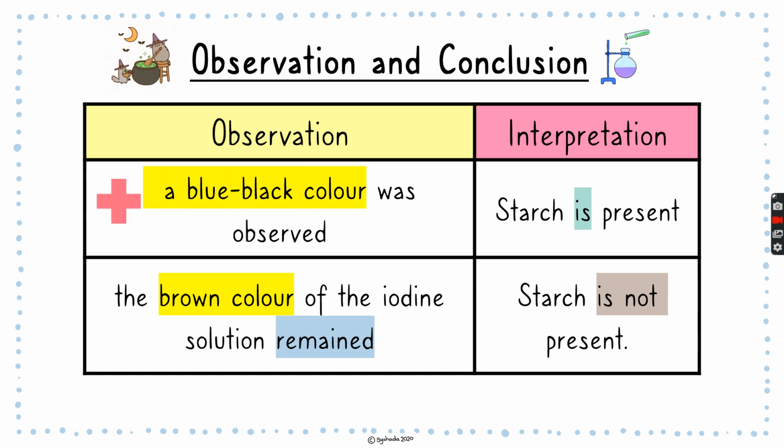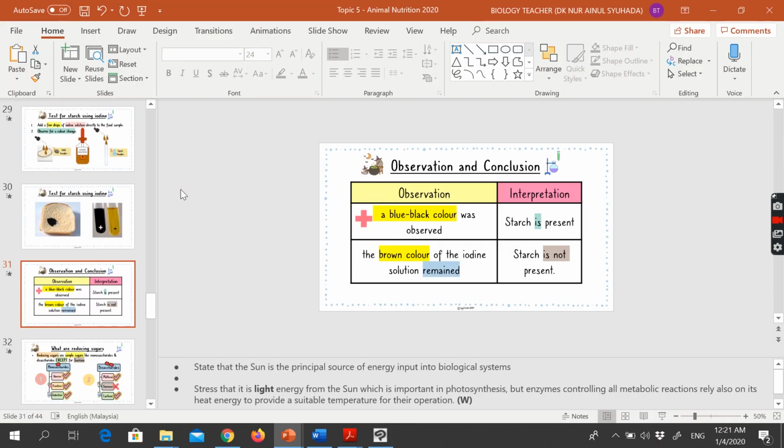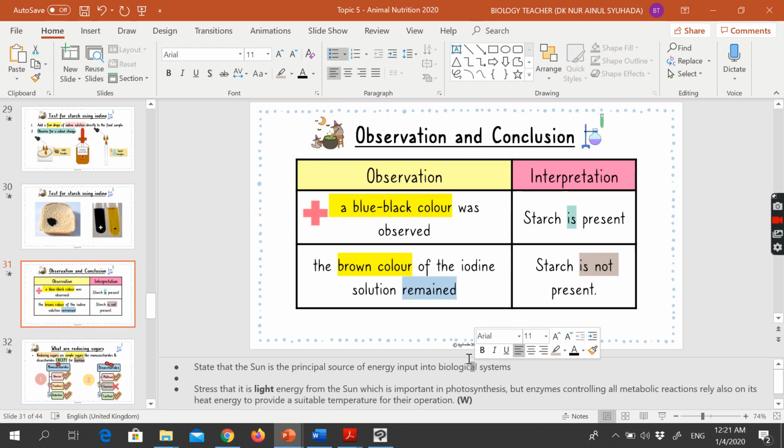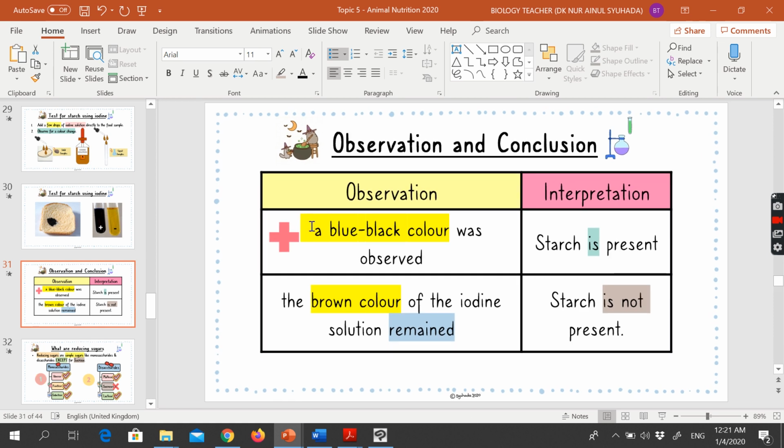So observation for a positive test, you should see a blue-black color was observed, or you can say the solution turned, or there is a color change from yellow-brown to blue-black. Actually, that's even better than just saying that. So let me just move this up, and I'm going to move this down. Okay, so it's better to change it to this.